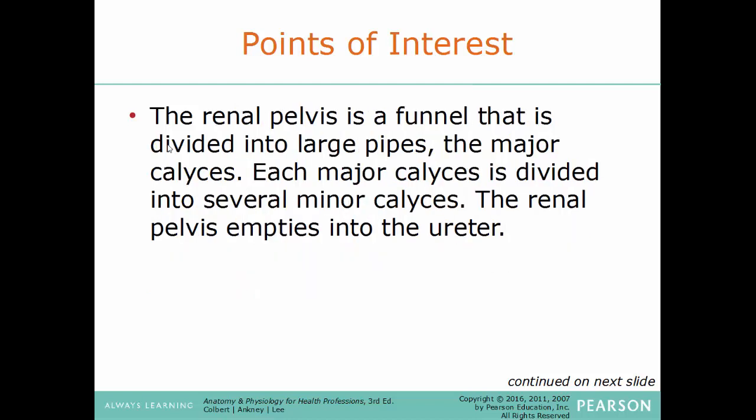The pelvis is a funnel-shaped structure that is divided into basically large pipes, which are the major calyces. Each major calyx is divided into several minor calyces, and the renal pelvis is what will empty into the ureter.